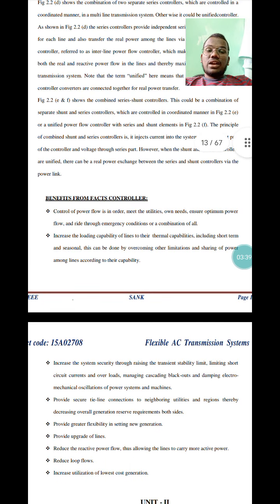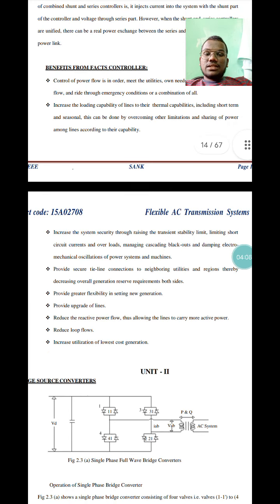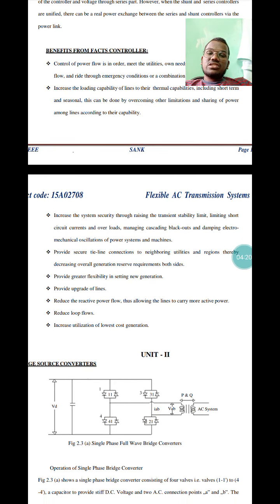And the benefits from FACTS controllers: Control of power flow in order to meet the utilities' own needs, ensure optimum power flow, and ride through emergency conditions, or a combination of all. Increase the loading capability of lines to their thermal capabilities, including short-term and seasonal. This can be done by overcoming other limitations and sharing of power among lines according to their capability. Increase the system security through raising the transient stability limit, limiting short circuit currents and overloads, managing cascading blackouts, and damping electromechanical oscillations of power systems and machines.